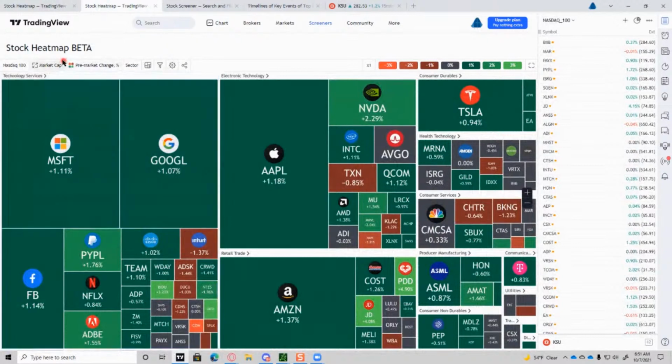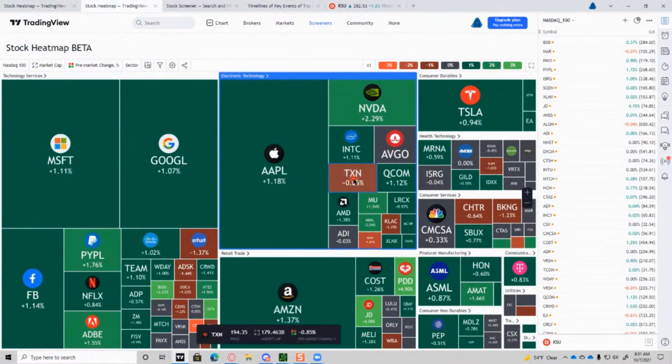The NASDAQ 100, no reason to filter. It is set to pre-market change, lit up really well, lots of green. There is some red. Texas Instruments is what I consider a chip name, even though it almost doesn't even sound right. Like we think of AMD and NVIDIA, not Texas Instruments, but it fits in there.